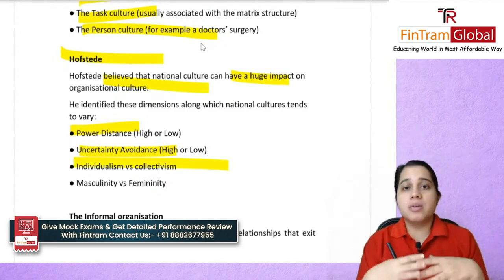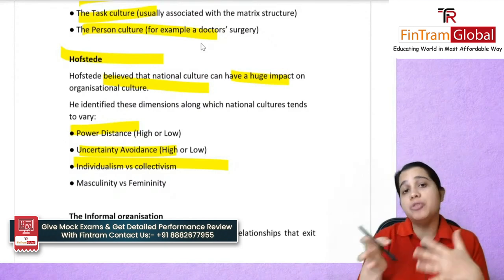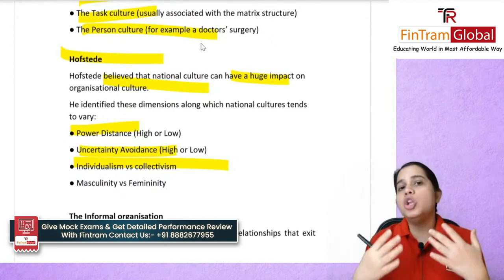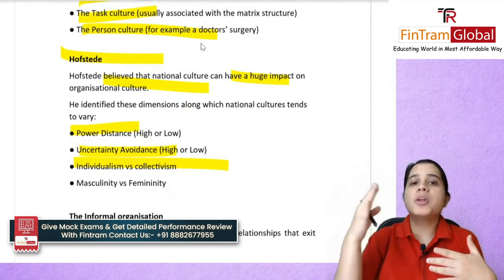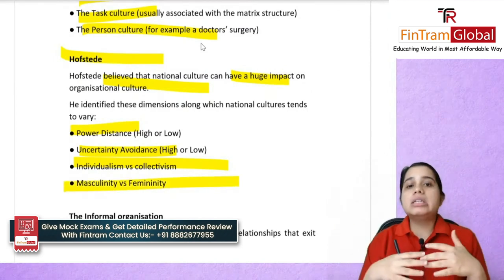Individualism versus collectivism. There will be few people who will prefer always to work individually, and there will be few who will always want to work in a group, and they will always keep their group interests higher than their own individual interests. And finally, masculinity versus femininity.